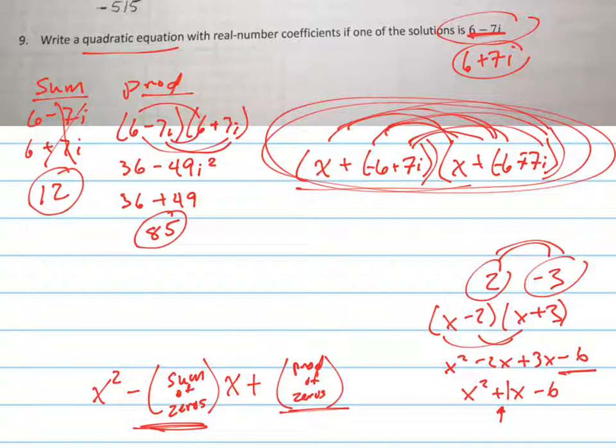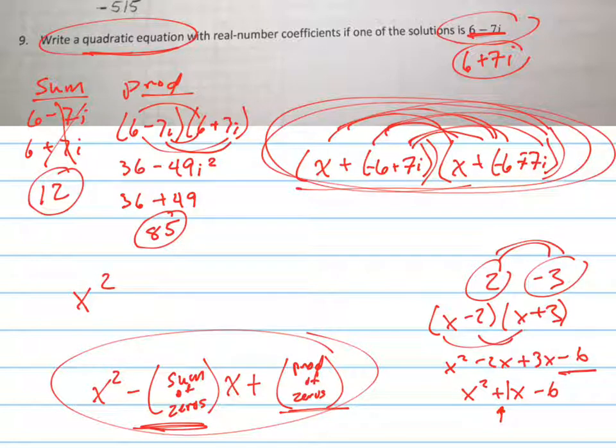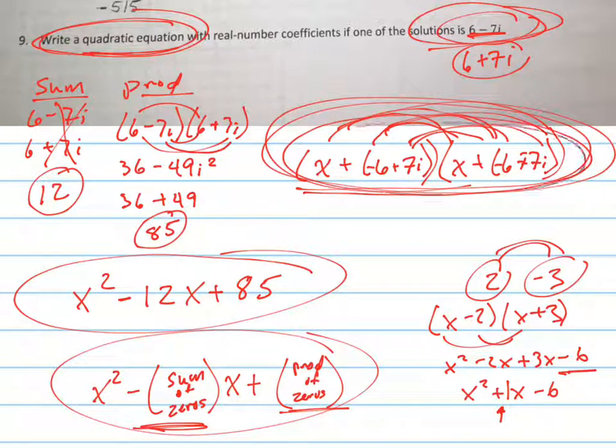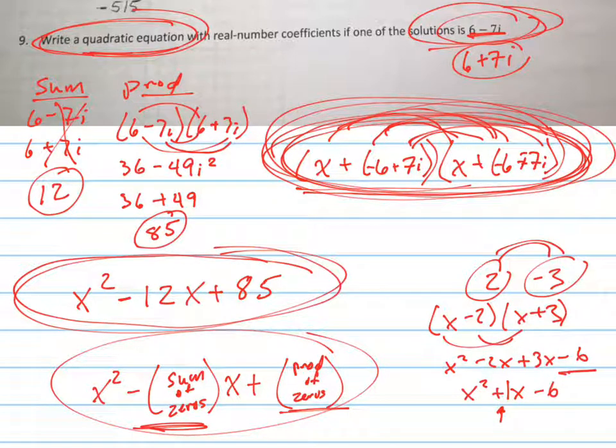So what's my quadratic equation? Let's use this formula. It's x squared minus the sum times x plus the product. There's your quadratic. That's the shortcut way of finding a quadratic equation given zeros. And it really works well when you're given complex zeros. If you don't believe that that's true, do this problem over here, multiply that out and simplify it, and you'll get this answer, but it'll take you a heck of a lot longer to do it.